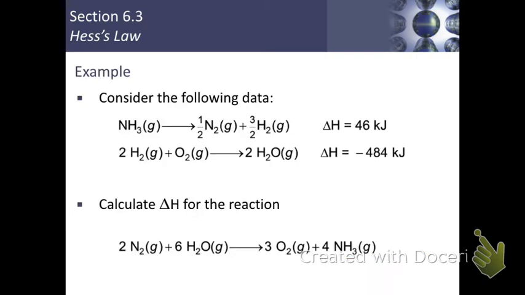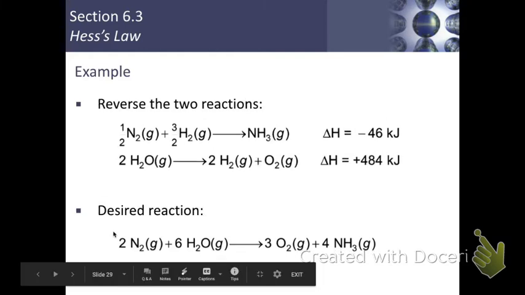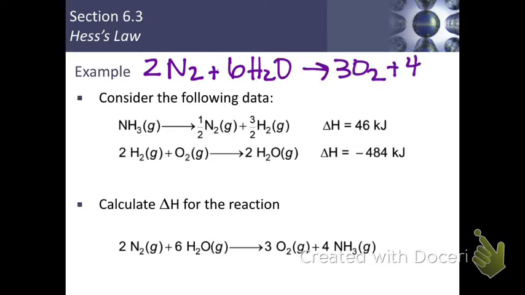So consider delta H for the reaction. Here actually is our main reaction down here at the bottom, which I don't love. I would like to move it to the top so that I can have some room to write. So I'm going to go ahead and rewrite it at the top of my page, and that way I'll have room to write below there, okay? So I'm going to go ahead and do that now. 2N2 plus 6H2O yields 3O2 plus 4NH3.